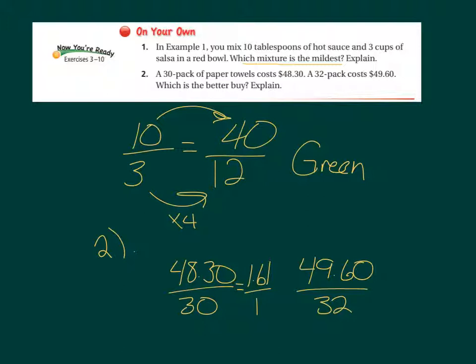per pack. And then the other one, 49.6 divided by 32, is $1.55. So the better deal would have to be the 32-pack. It won't always be the case, but most of the time when you guys are purchasing things, the larger the amount of things you're buying, the better deal you're supposed to get.